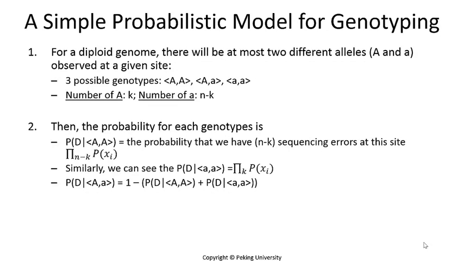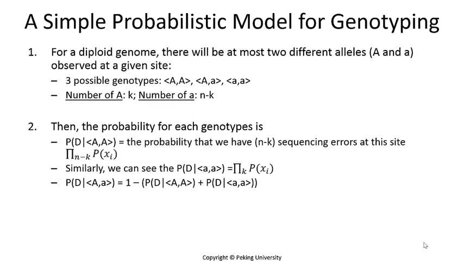Likewise, if the true genotype is small a, then the corresponding probability is a multiplication of the probability of a read being sequenced with error at this locus over all the k reads supporting the big A. Finally, we can deduce from the property of probability that the probability of genotype big A small a being true is 1 subtracted by the sum of the previous 2 probabilities.